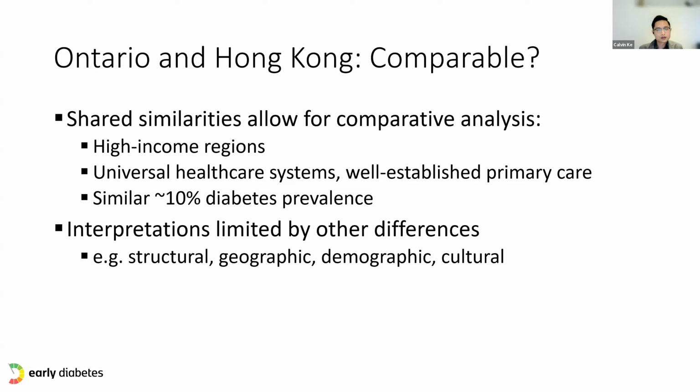So, are these regions really comparable? There are many similarities that allow for comparative analysis. High-income regions, universal healthcare systems, well-established primary care, similar degree of the diabetes epidemic in both places. But we do have to limit our interpretations by understanding the differences that exist, and the structural differences in the care system, geographic differences, and it's easier to provide care to people who are all living closely together in the same place in terms of situating clinics, and we don't have issues of people being physically far away from clinics in Hong Kong as we do in some parts of Ontario. There are demographic, cultural differences. So, I think we can learn something, but we have to be careful about the interpretation as well.